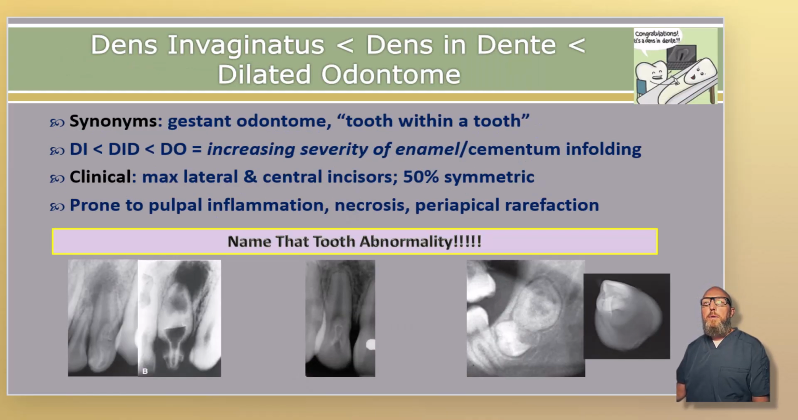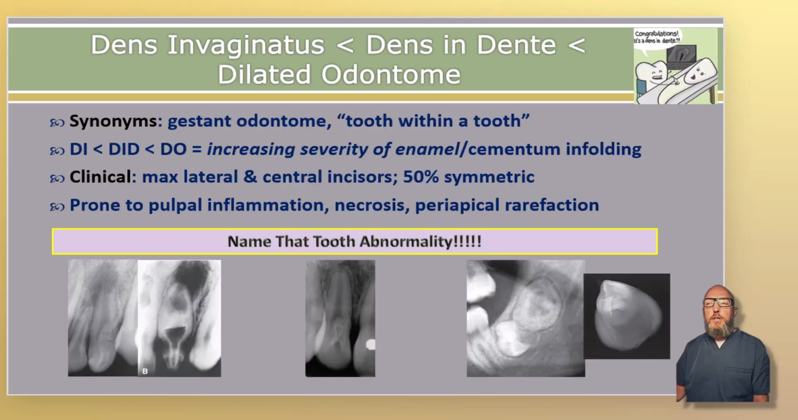And now you've got to be familiar with dens invaginatus, dens evaginatus, and dilated odontome. I think of these as increasing severity of enamel infolding or sometimes cementum infolding. When it originates at the cingulum, it's called dens invaginatus. When it originates at the incisal edge, that's dens indente. And sometimes it may involve the pulp, so these are susceptible to periapical inflammation. When it involves the root, it may include Hertwig's epithelial root sheath.